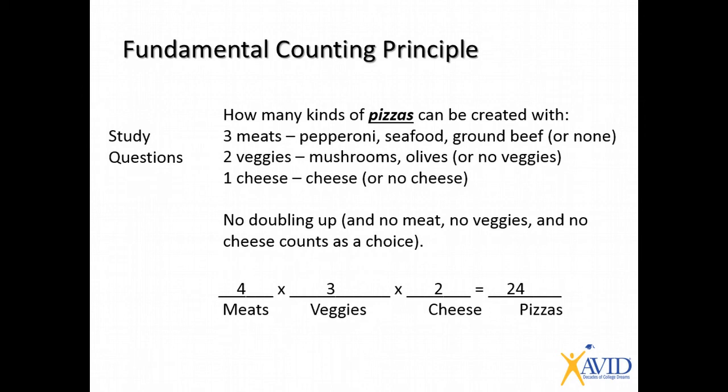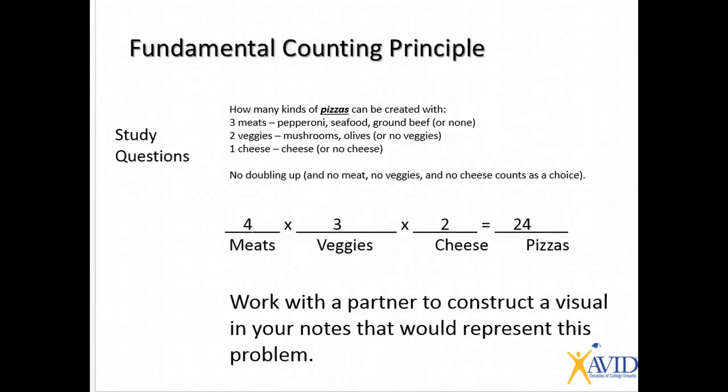There are 4 meats times 3 veggies times 2 cheeses, which gives me 24 different combinations. Okay, now work with a partner to construct a visual in your notes that would represent this problem.